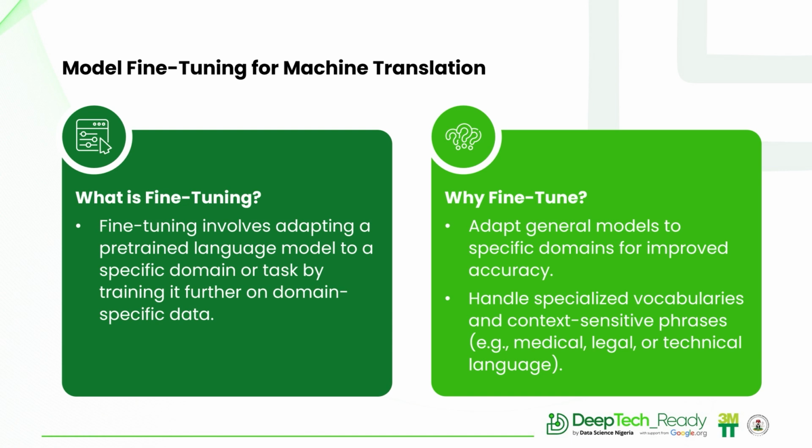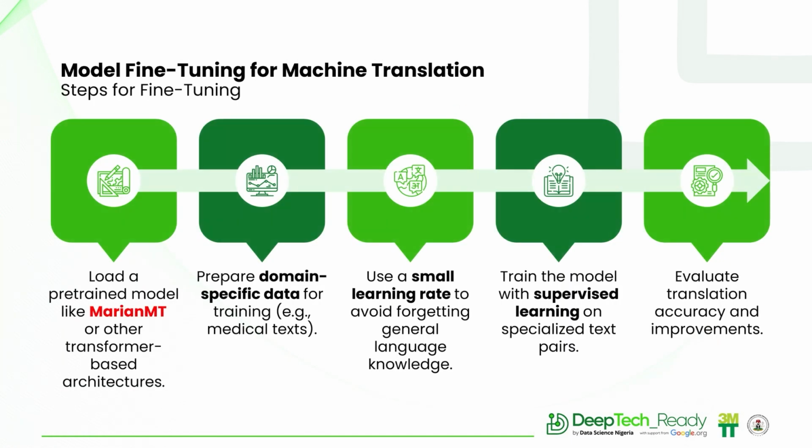The steps for fine-tuning involve loading a pre-trained model, let's say the MarianMT or other transformer-based architectures if you're doing machine translation. You then prepare domain-specific data, and then you set your training parameters as usual, where you use a small learning rate to retain general language knowledge, and then adjust the batch size and the epochs in order to balance the performance and training times.